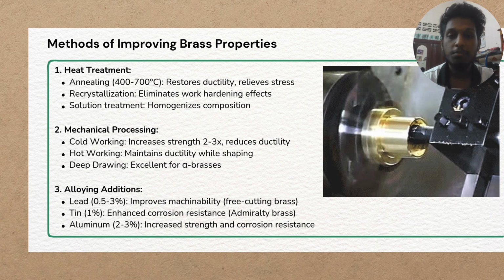Finally, we can enhance brass by adding alloying elements. Adding a small amount of lead, 0.5% to 3%, improves machinability, which is why it's used in free cutting brass. Tin, around 1%, is added to improve corrosion resistance, especially in admiralty brass, which is commonly used in marine environments. Aluminium, at about 2 to 3%, helps to increase both strength and resistance to corrosion, making the alloy more durable.